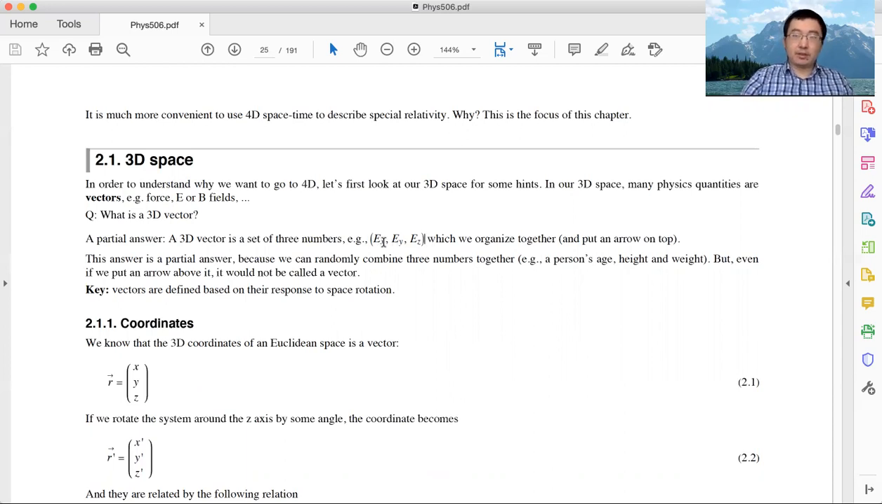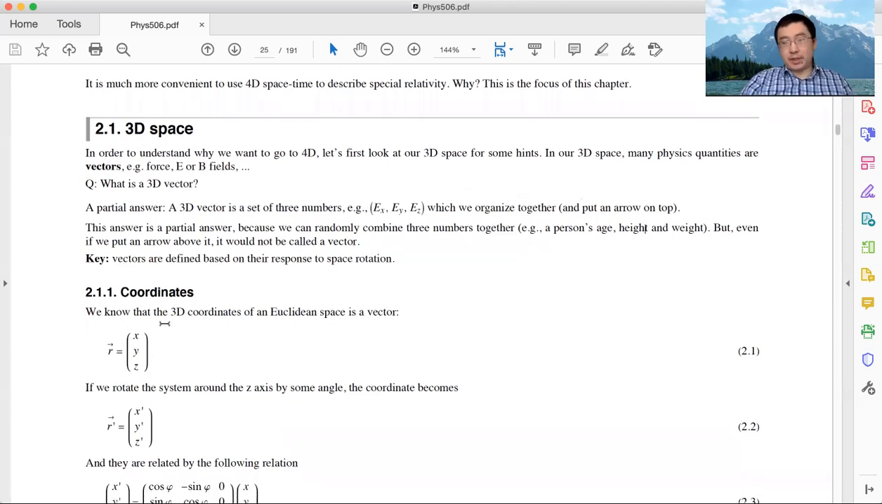But this is not the full definition of a vector. Having three numbers is not sufficient. For example, we can randomly choose three numbers together. We can write down a person's age, height, and weight together, and use parentheses to enclose these three numbers. But that would not be called a vector. How do we know whether three numbers written together form a vector or not? It turns out the precise definition of a vector requires knowledge about spatial rotation.